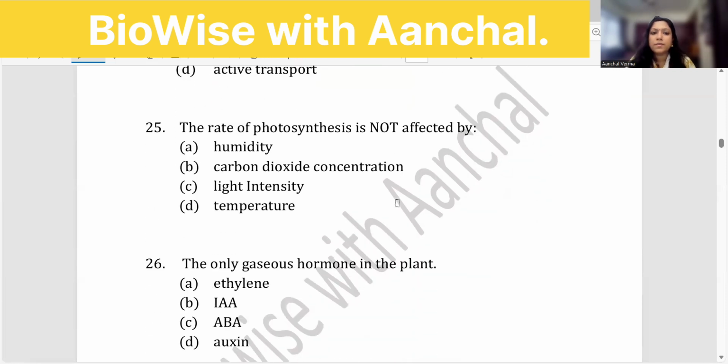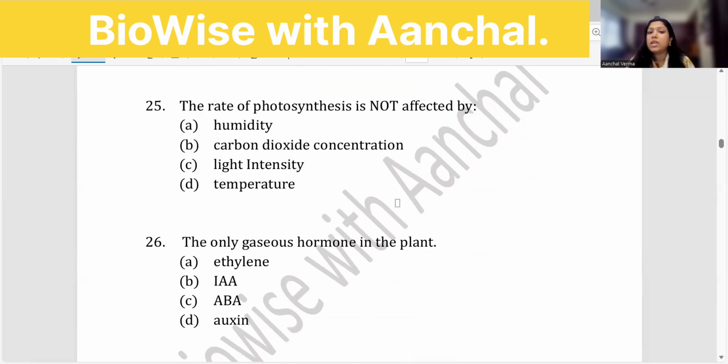Moving to the next. The rate of photosynthesis is not affected by which factor? Carbon dioxide concentration will affect photosynthesis; it is one of the reactants of photosynthesis. Light intensity too, because without sunlight photosynthesis will not happen. Temperature, there is a bell-shaped graph. I hope you remember the graph.